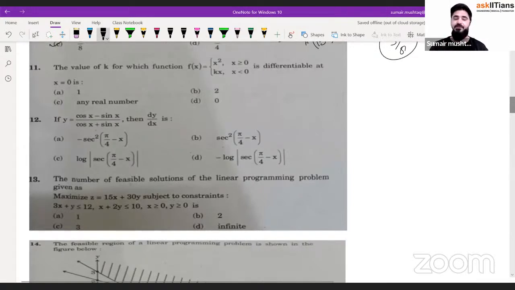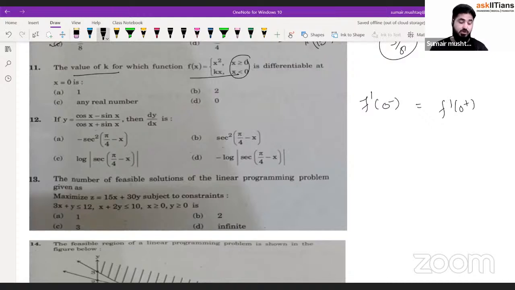Fine. If 11 is there, right? Value of k for which this function is differentiable at x equal to 0. Since we have two functions for less than 0 and greater than 0, I am finding f dash of 0 negative, and this thing is equal to f dash of 0 positive. What is 0 negative? That is less than 0. So you can see for less than 0 it is kx. What is the derivative of kx? That's k.